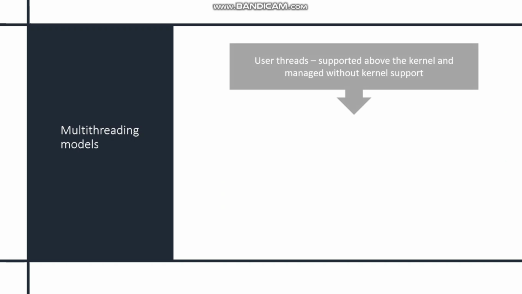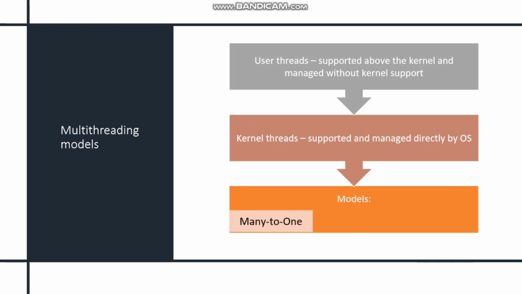After that, there are two types of threading: user level threads and kernel level threads. User level threads are not supported by the kernel or the operating system, but on the other hand, kernel level threads are supported by the operating system. Next, there are three or four multithreading models: many to one, one to one, and many to many.